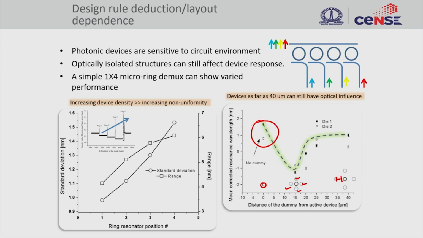The device resonance is somewhere here, right? So when you start putting this dummy device closer and closer, the response is affected by these dummy structures, and then when the distance moves away, it recovers back to the no-dummy level, right? So if you look at the distance between the dummy and the active device, this can be as large as 30-40 micron. So even devices that are 40 micron apart can influence each other.